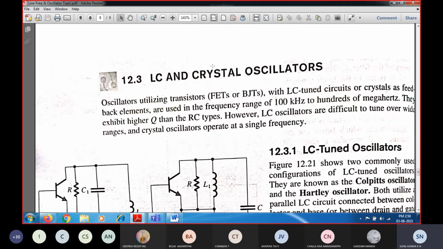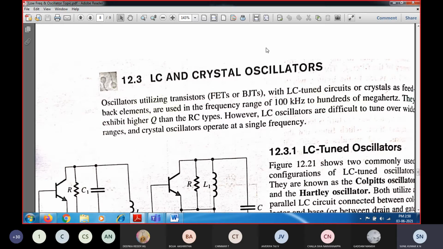So next, moving on to the next topic, which is nothing but LC and crystal oscillators. After studying the RC phase shift oscillator, we are going to study the next type of classification of the oscillator, based on the type of feedback which you are going to give. So if you have LC, what does it correspond to? L and C correspond to an inductor as well as a capacitor.